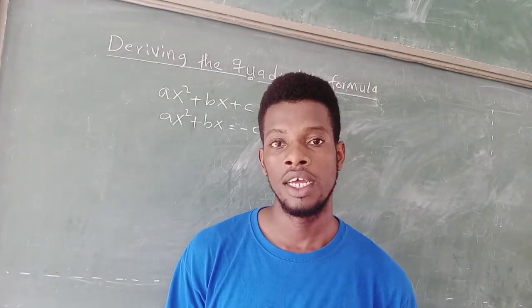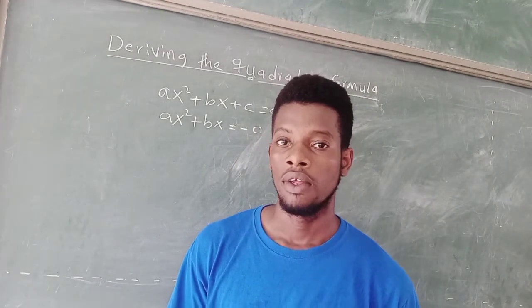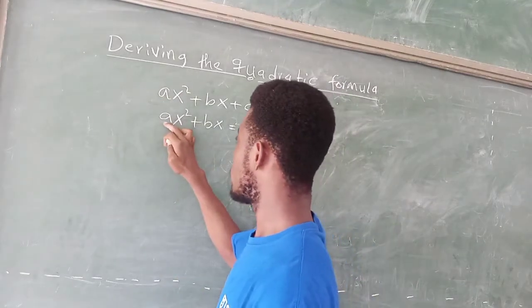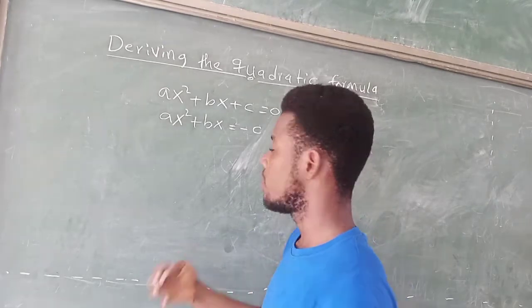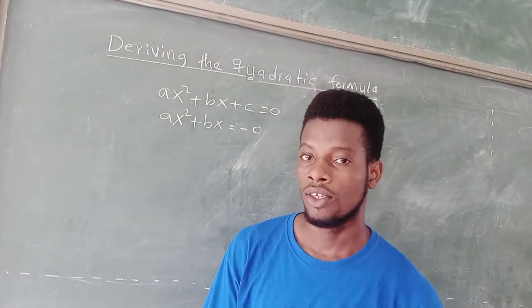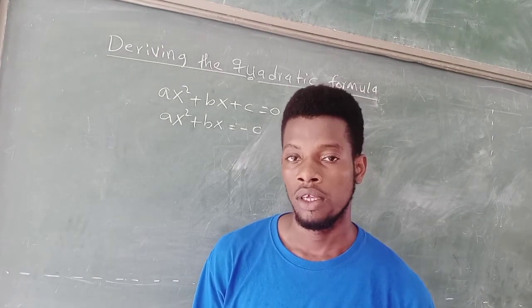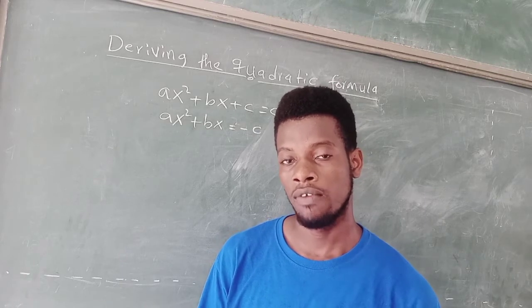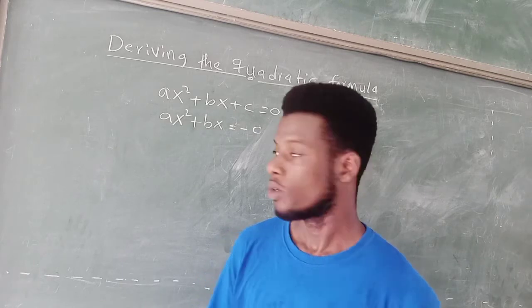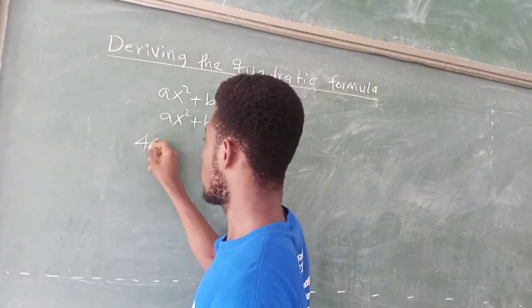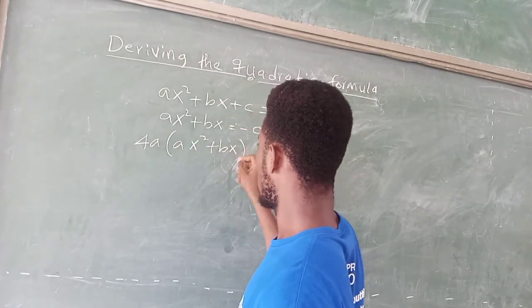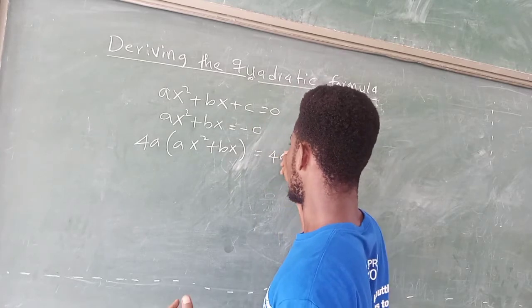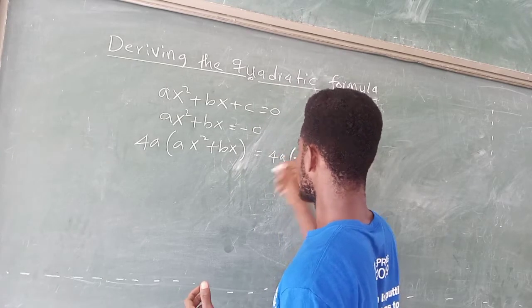Once we get c across the equal sign, then we try to make this side of the equation a perfect square. We have ax squared plus bx. How do we make that a perfect square? We multiply each side of the equation by 4a. So we multiply this side by 4a, and then we multiply this side by 4a.